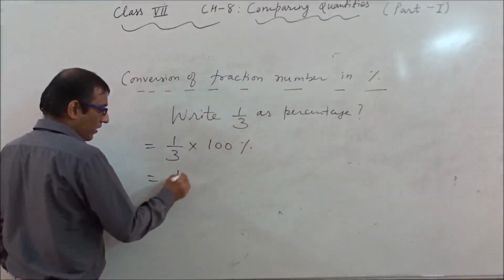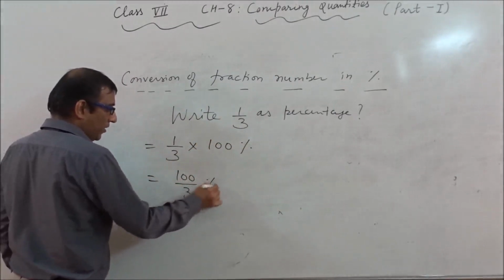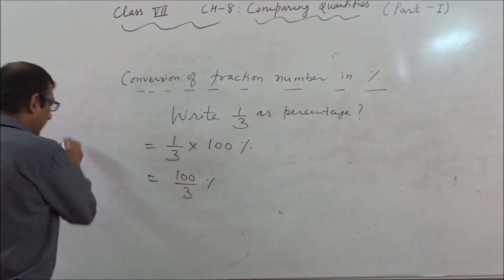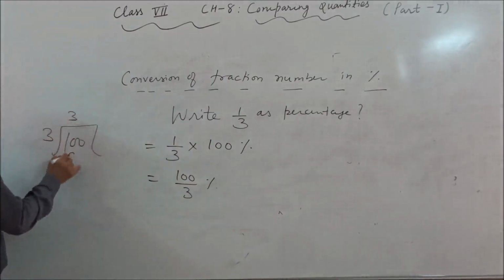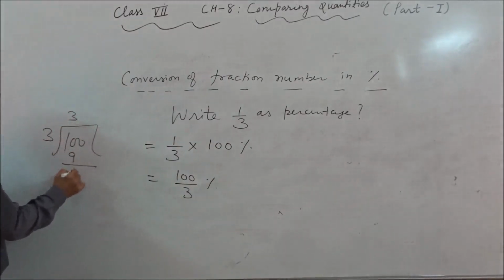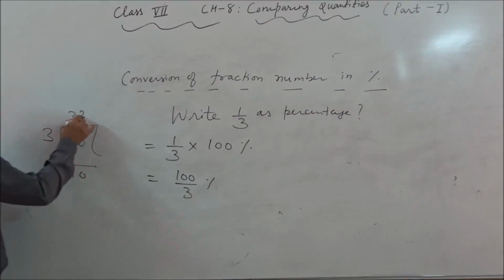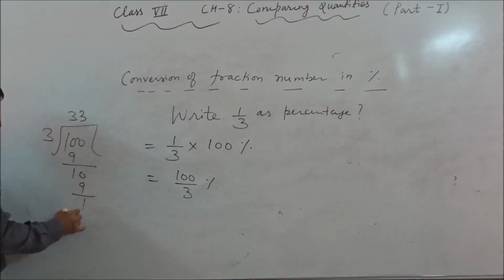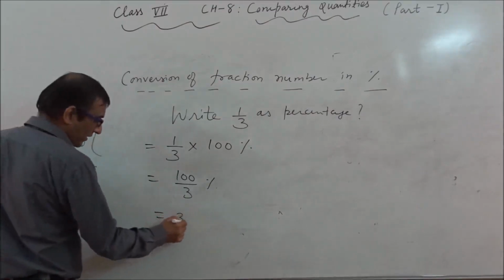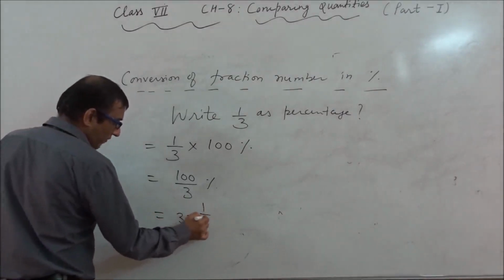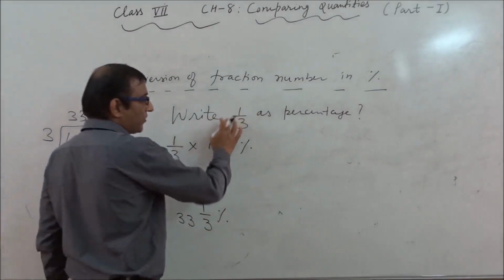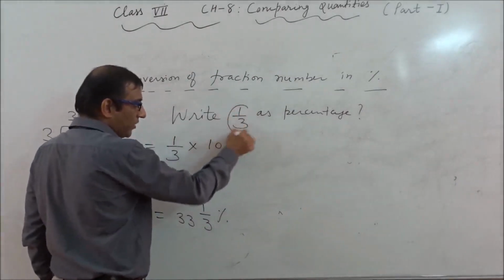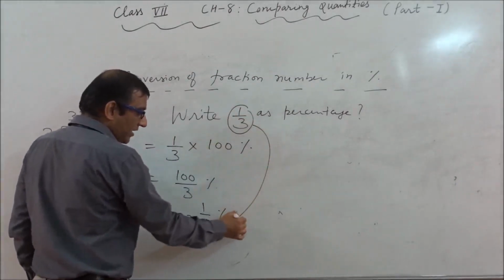So 100 upon 3%. Now when we divide 100 by 3, how can we divide? One time we will write here 9. 10 minus 9 is 1. Again we will write 10, 3, again 9 and 1. So it means we will get 33 by 1 upon 3 percentage. So this is the conversion of fraction number into percentage. This is the fraction and this is the conversion in percentage.